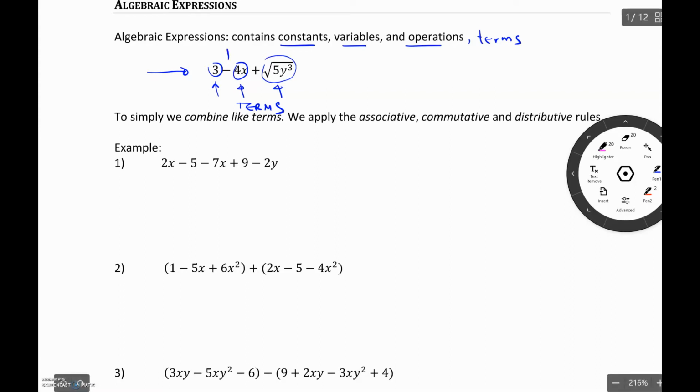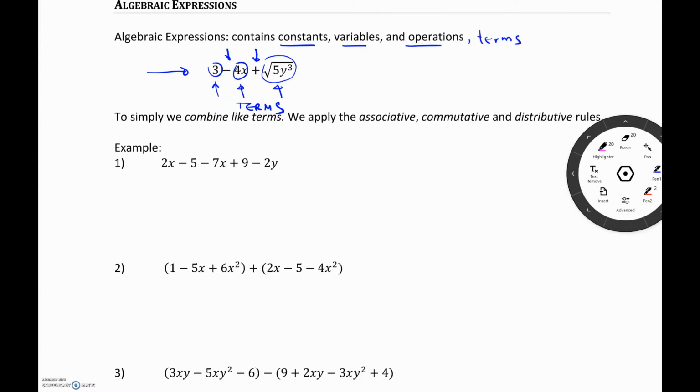Terms are separated by minus signs, plus signs, and in the case of an equation, equal signs. So if we had something like e equals 7, we would have another term here. Now in that case we would have 4 terms in all. But what we have just now are 3 terms. Okay? So terms are separated by plus signs, minus signs, and equal signs. All right.